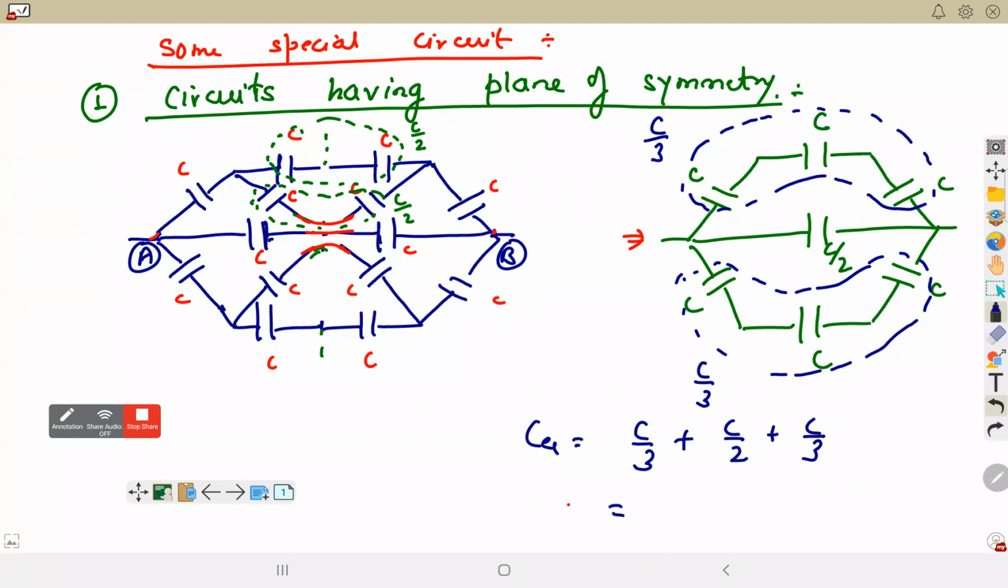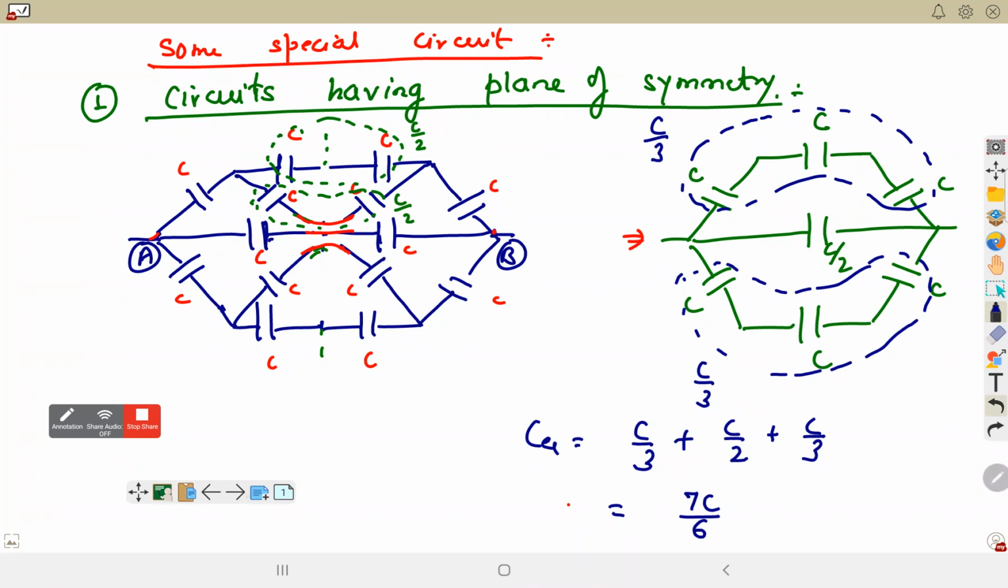I know your answer was something else, I guess. I got 5/6C. This is getting 7C/6. Oh, sorry, I must have made a calculation error in the same expression. Yes, 4 plus 3 will be 7, not 5. Very nice. Okay. So ये था vertical symmetry.